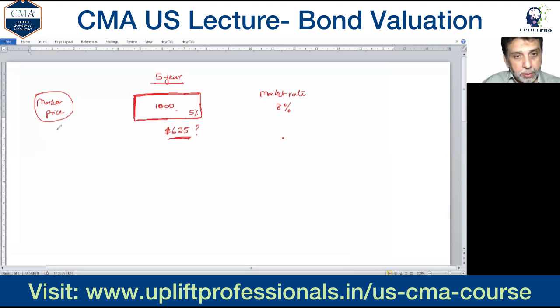So suppose the market price was 700. You have calculated it to be 625. Then, if you are confident that your calculation is correct, you know that the bond is overpriced and you will not buy it. As an analyst, you would even advise your clients, don't buy it, it is overpriced.